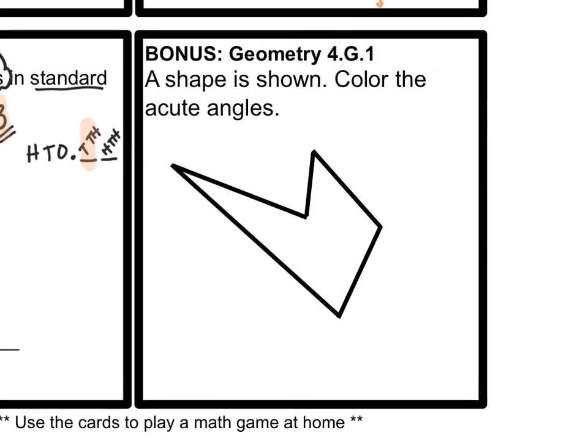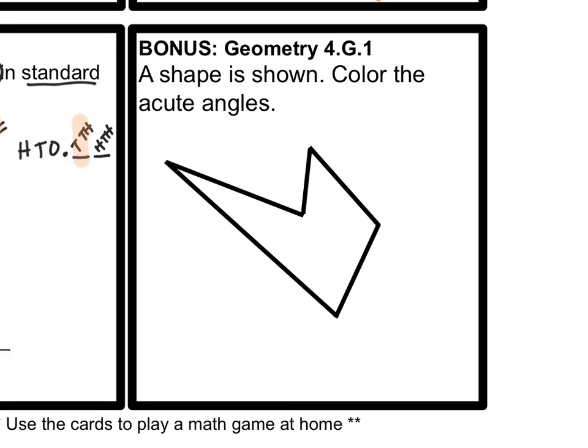For our last problem today, this is one of my favorites. A shape is shown, so clearly it's just a random shape. Color the acute angles. If we remember, we have our right angle, which is exactly 90 degrees, and an acute angle is anything less than that 90-degree angle. So I'm going to just remind you and say less than 90 degrees. So an acute angle is anything that's smaller.